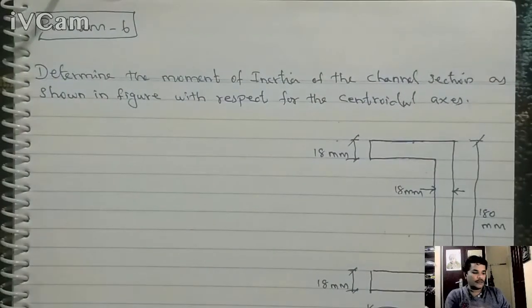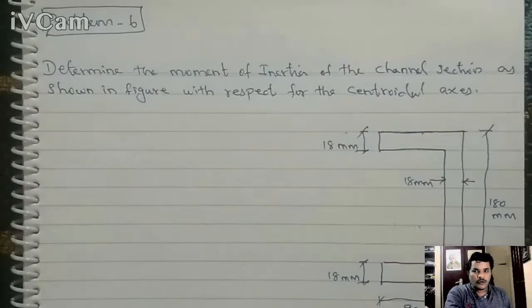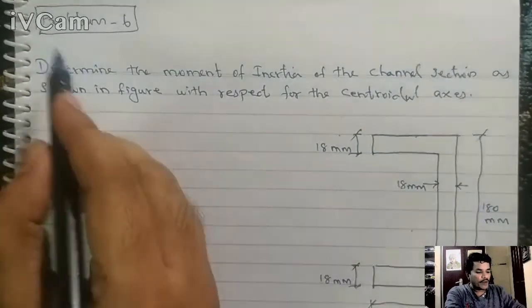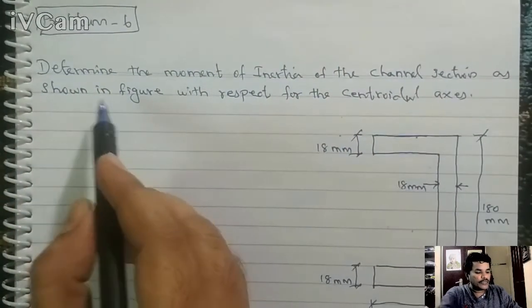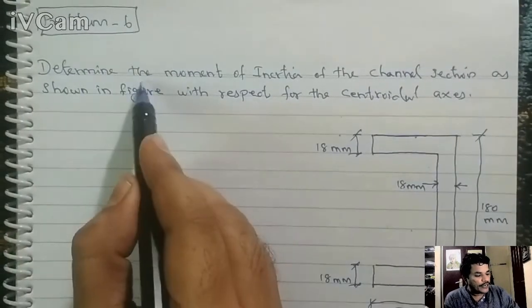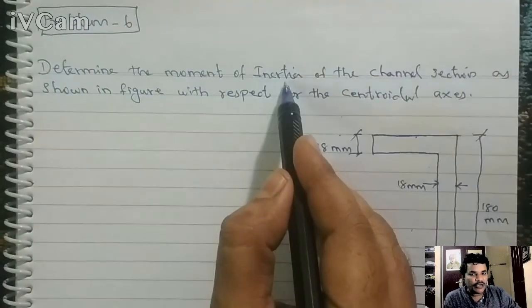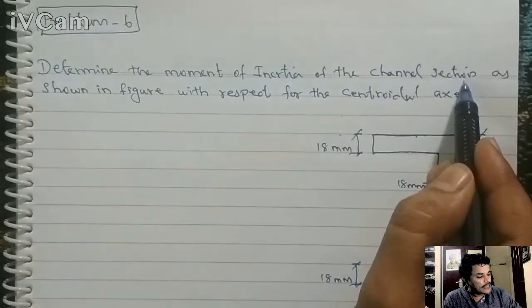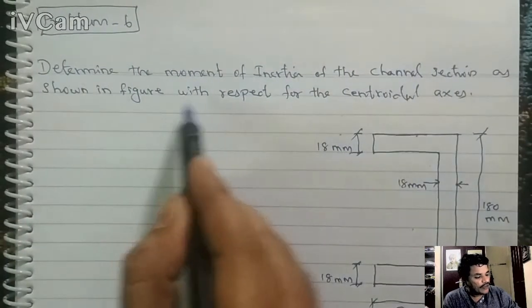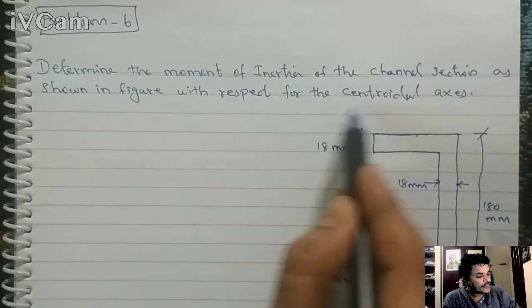Okay, now let's go into the problem. Moment of inertia for a channel section or C section. So this is today's problem, problem number 6. I read the question: determine the moment of inertia of the channel section as shown in the figure with respect to the centroidal axis.